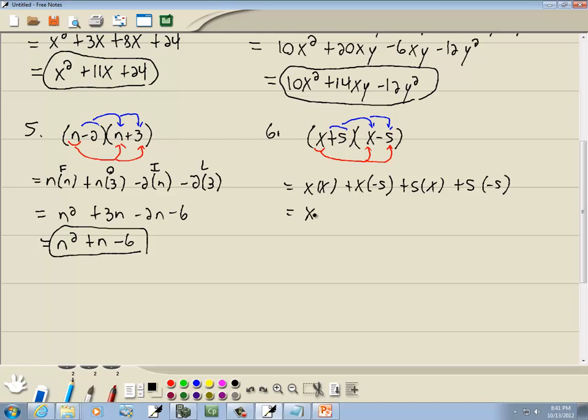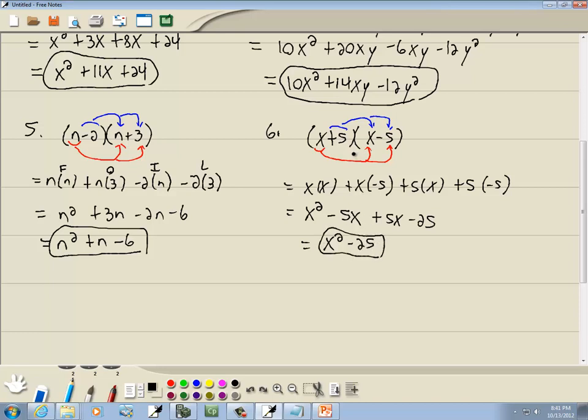Well, x times x is x squared. x times negative 5, just put the number first, negative 5x. 5 times x, just 5x. 5 times negative 5 is negative 25. Combine together like terms at any step. Negative 5x plus 5x would actually cancel away and leaves us x squared minus 25.